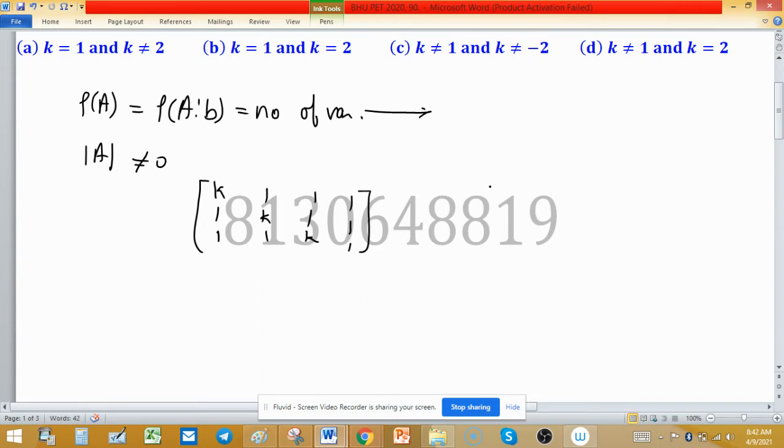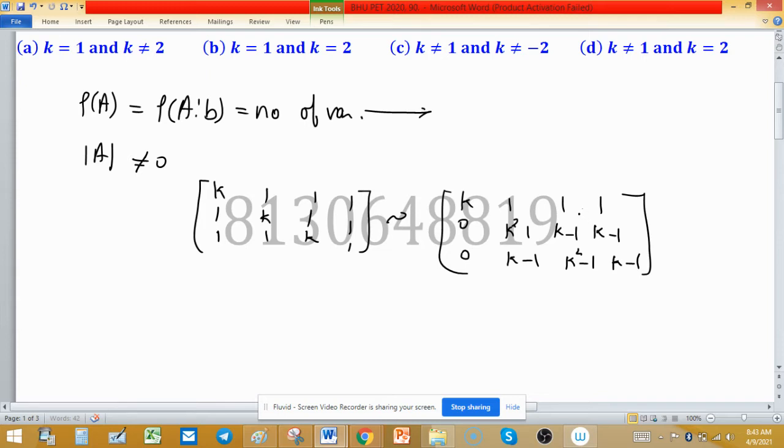By elementary row operation we can make the entries below the leading or pivot entry 0. This is somehow known as the elimination method. So by elementary row operation, the first row is the same, 1 1 1. This becomes 0, and this one will be k square minus 1, k minus 1, and this is also k minus 1. This is 0, k minus 1, k square minus 1, and this is again k minus 1. This is the last equivalent matrix.